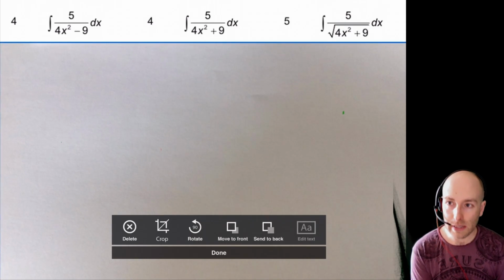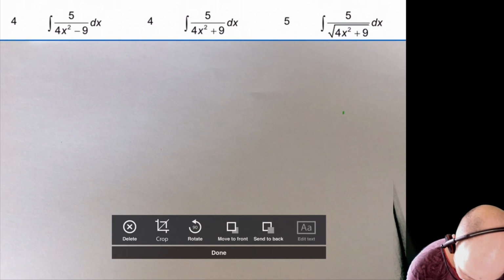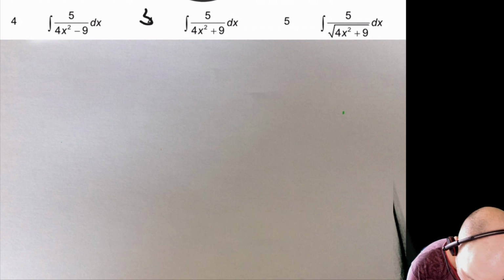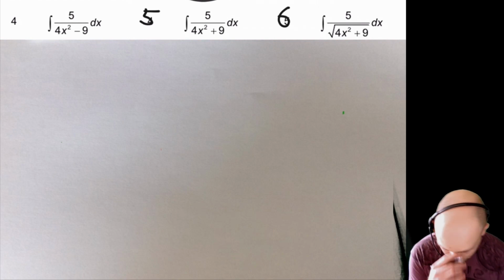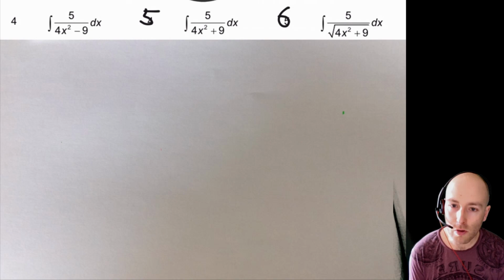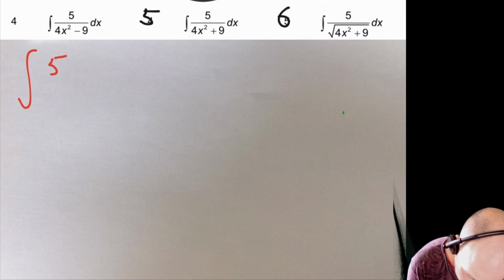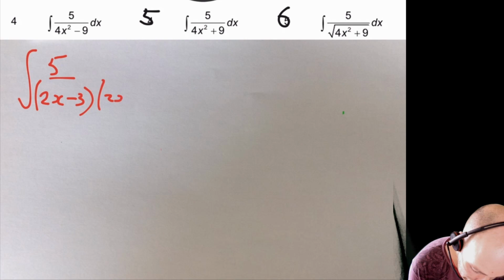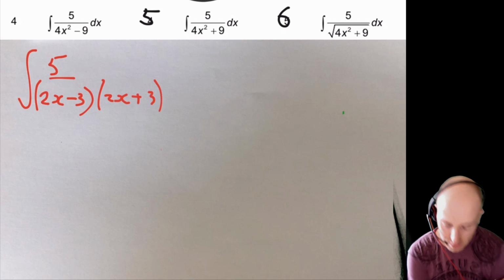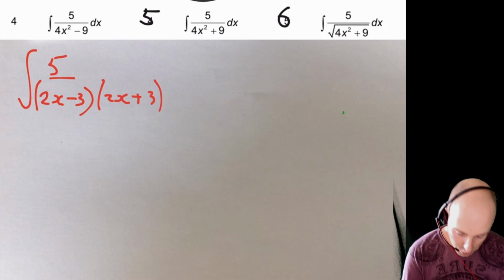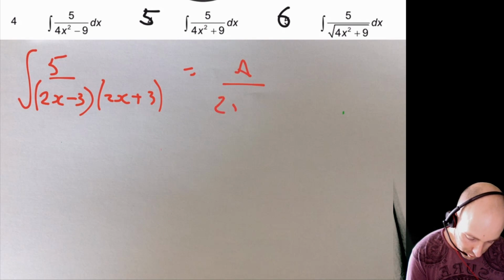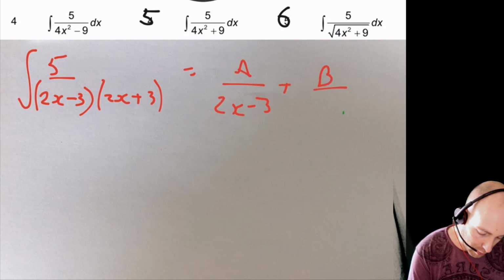So 4, 5, and 6. Remember these again. So 4 is a partial fraction question, and I can tell because the bottom factorizes quite nicely. So we get 2x minus 3, 2x plus 3, difference of 2 squares. So that's going to be a over 2x minus 3 plus b over 2x plus 3.